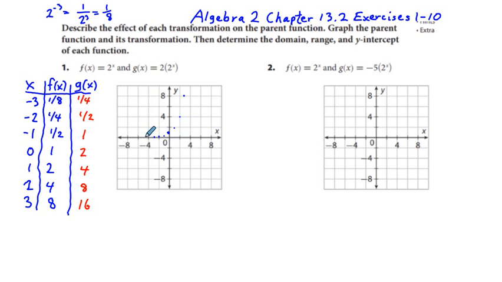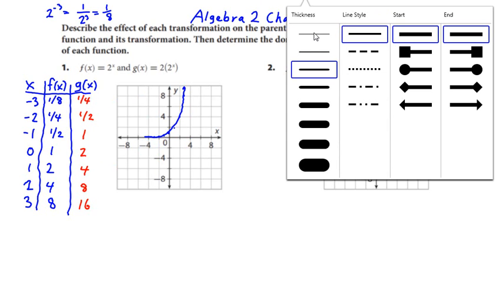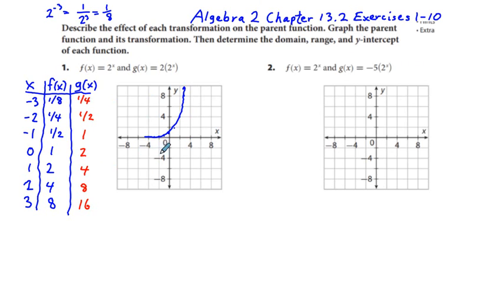So the graph of this function is going to look like this. It's kind of hard to get these looking right. This is about as good as I can do on this thing. Okay, not too bad. And what we have here for the red one is what happens to be a vertical stretch by a factor of 2.